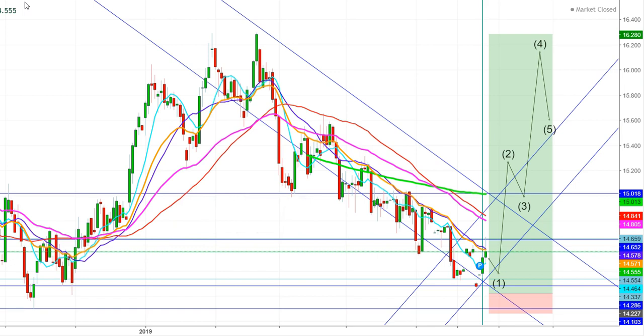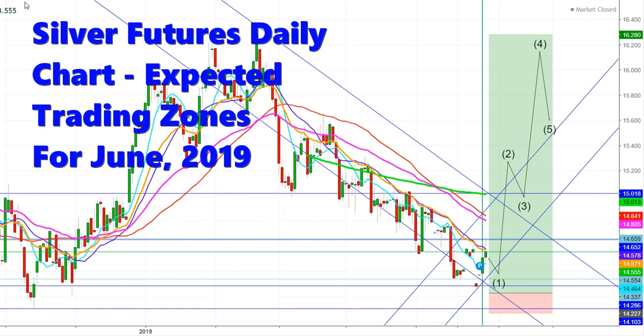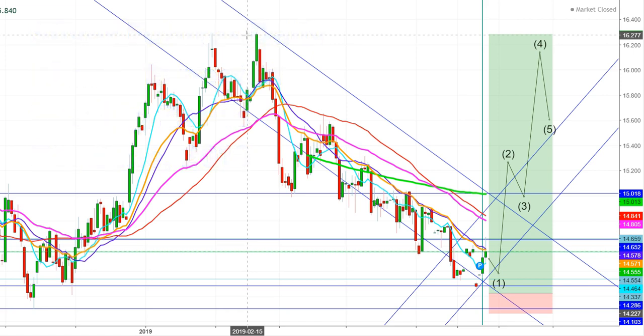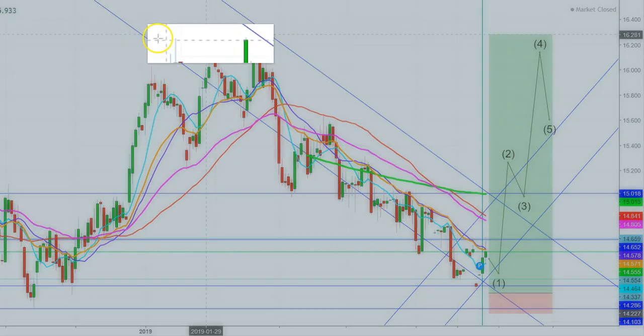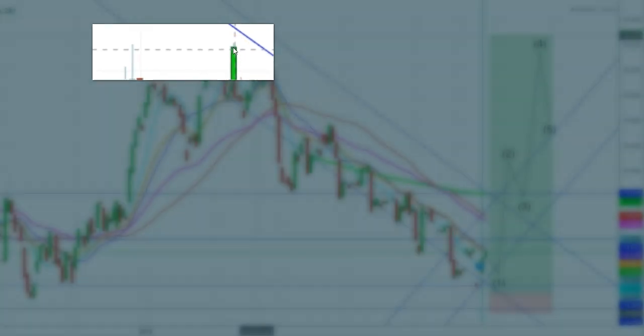Let us start the day to analyze the movements of silver futures in different time frames. Here you can see that in the daily chart the silver futures were falling since February 15th, 2019 after touching the highs of $16.290. The silver futures tested first on January 31st and second time on February 20th, 2019.